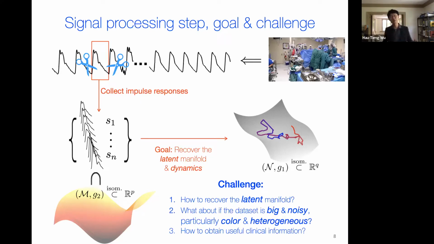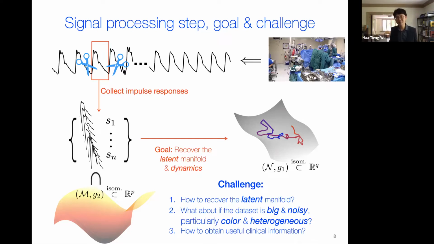We have the overall picture of what we want to do, but we will face some challenges. For example, first, how to recover the latent manifold. Second, how about if the data set is big and noisy? Remember, we have several hours of signals and we have many patients, and in the end, we may run into a million or even 10 million points, databases of different sizes. Then what can you do?